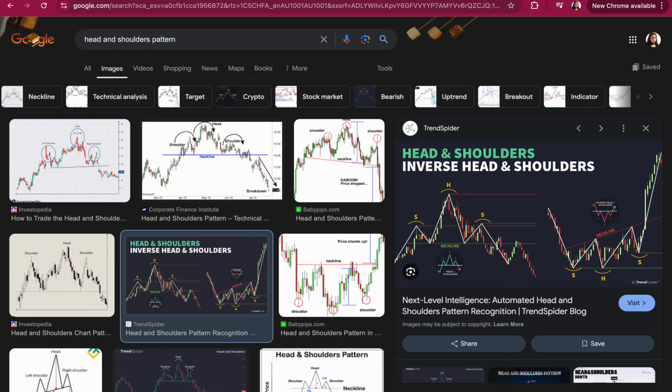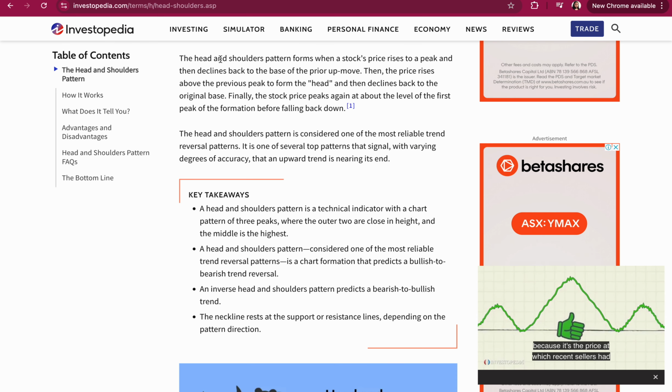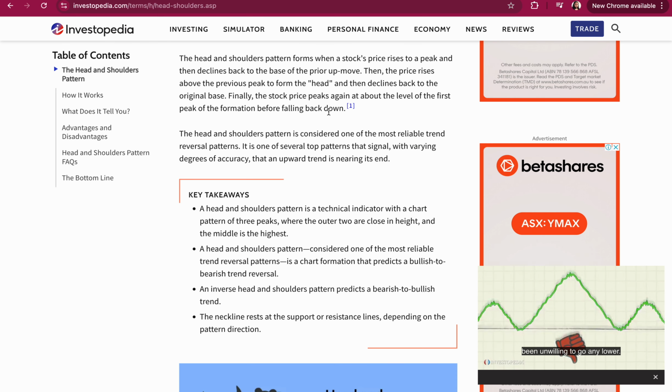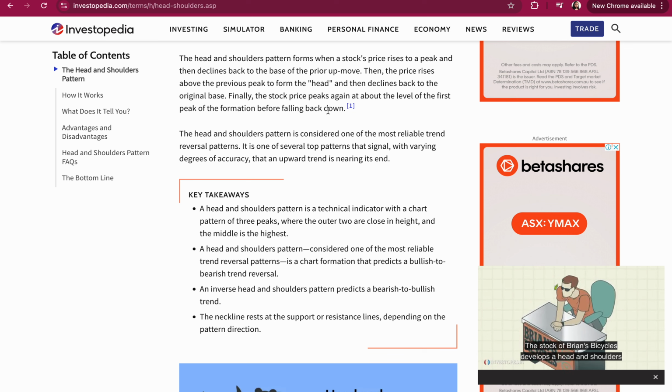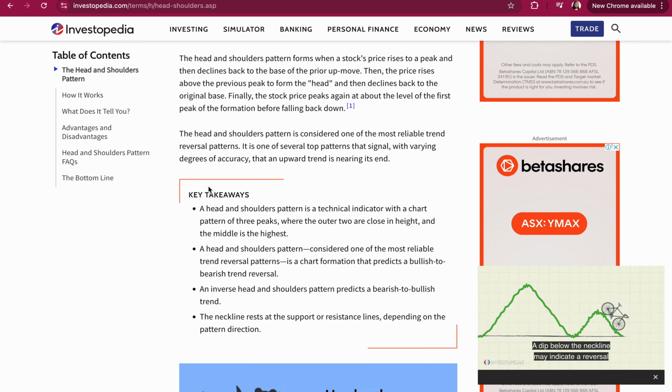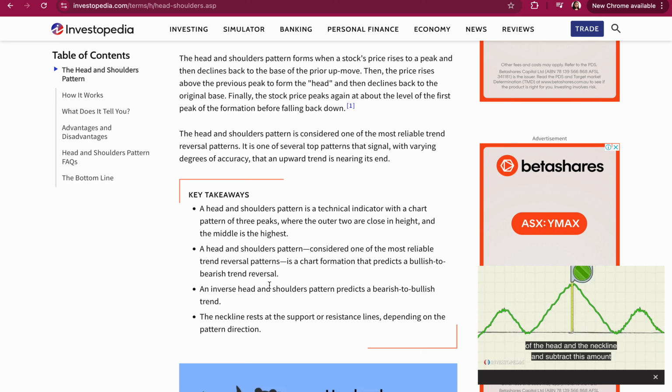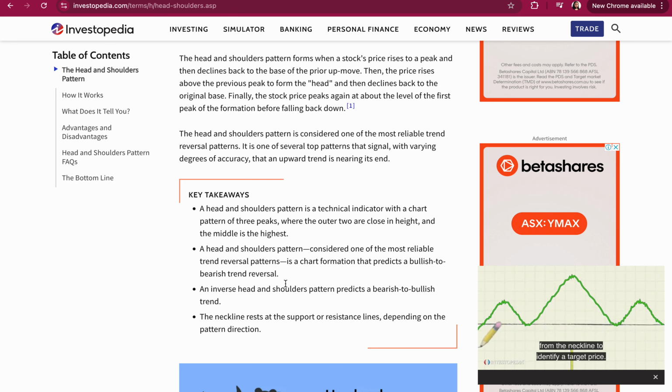And where did I get the theory from? You can go to Investopedia. I'm not a very descriptive kind of person, but I do reading from Investopedia, or I would ask ChatGPT. Here it says, takeaway: head and shoulder is a technical indicator, and there are three peaks. It's quite reliable because every trader is looking at this.